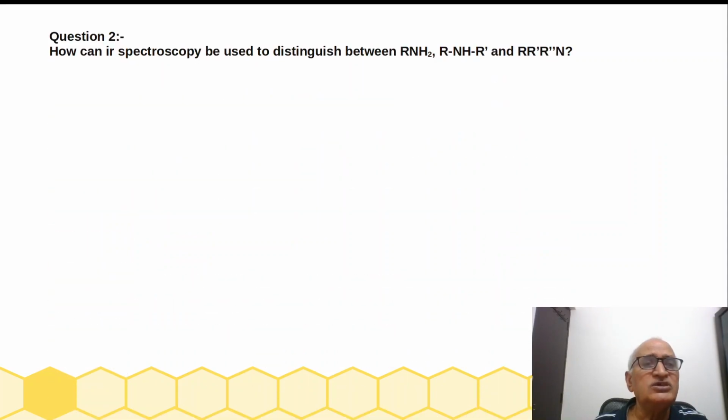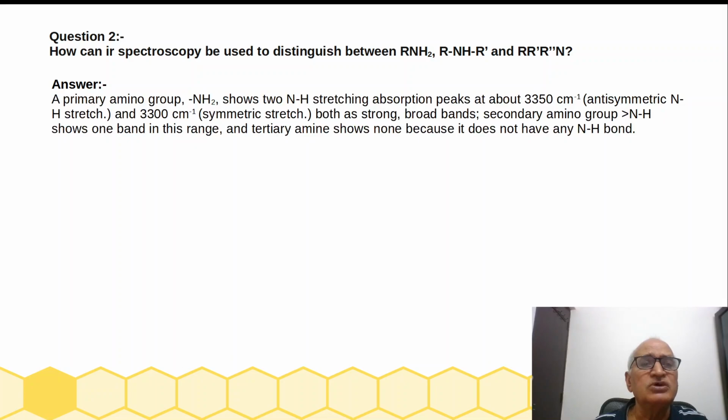The second question reads like this. How can IR spectroscopy be used to distinguish between RNH2 primary amines, RNHR' secondary amines, and RR'R'' tertiary amines? The answer to this question is written very legibly here.